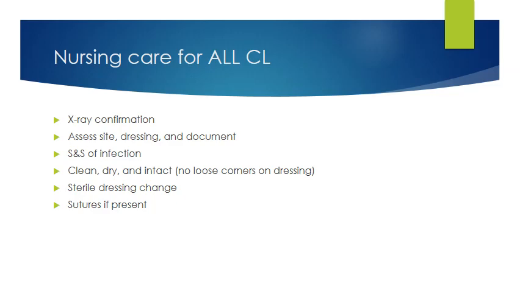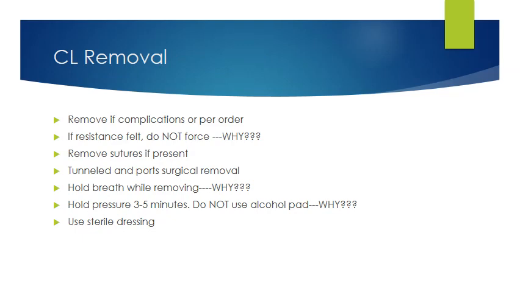We want to make sure that we're assessing the site, that we are assessing the dressing, and that obviously we're documenting all of this. We're looking for signs and symptoms of infection. We're making sure that we're keeping that dressing and the site clean and dry. If your dressing has loose corners on it, that means it has to be changed, even if it's not time. So you've got to go ahead and do a sterile dressing change on that. And if it had sutures in it, like the tunneled catheter initially has sutures, you would want to address that if they had them, but you're not going to see sutures all.